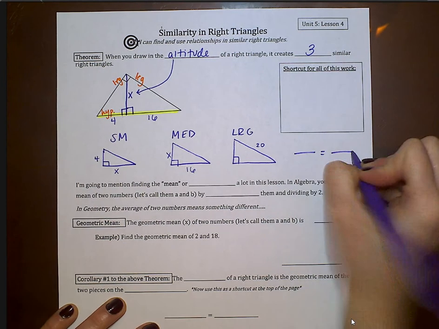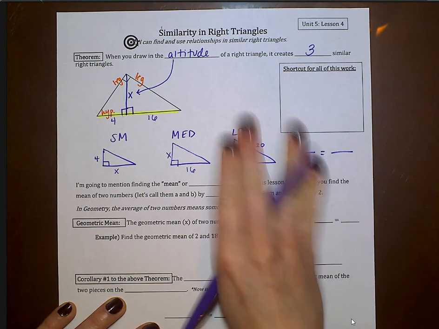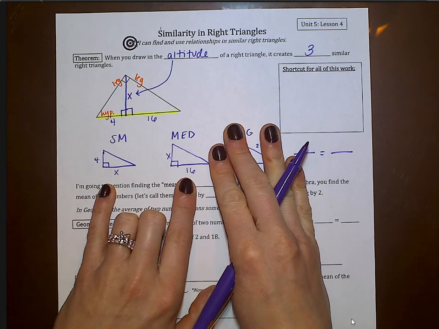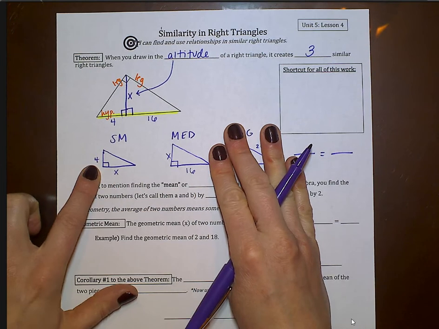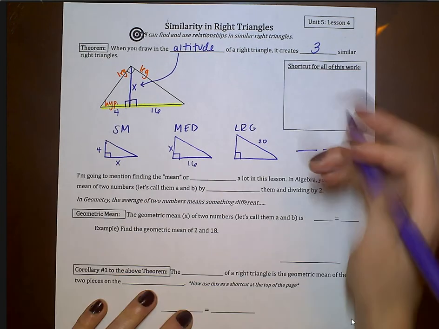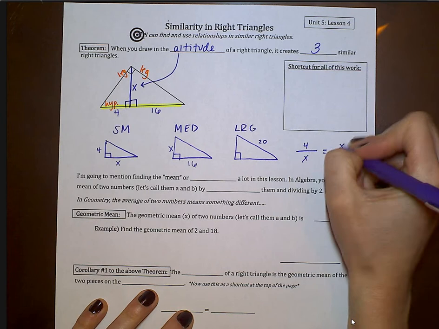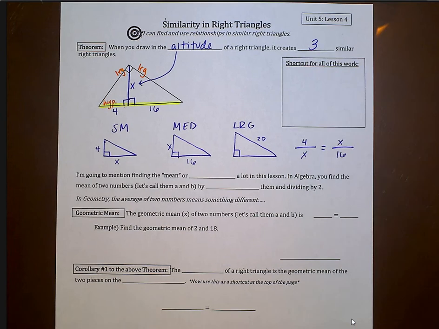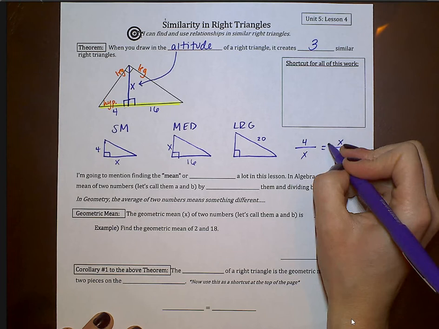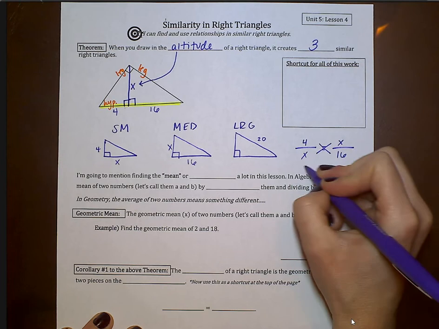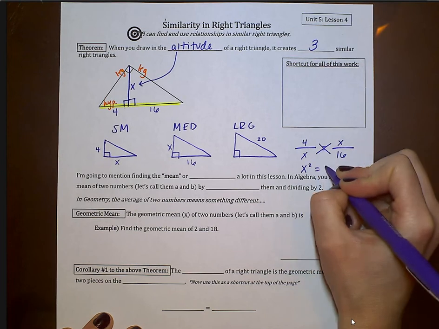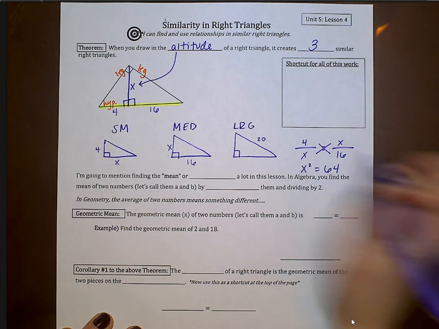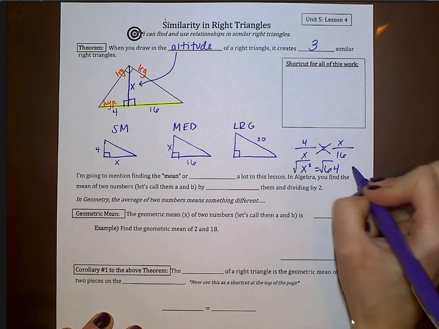Okay, from there I could set up a proportion, and I could just use these two to find X, using corresponding sides, so I could do 4 over X equals X over 16. Those ratios should be the same since those sides correspond. To solve this, I would cross multiply. X times X is X squared equals 64. And then I would just square root, and X would be 8.